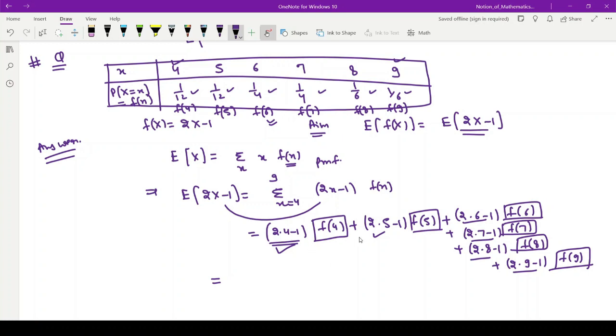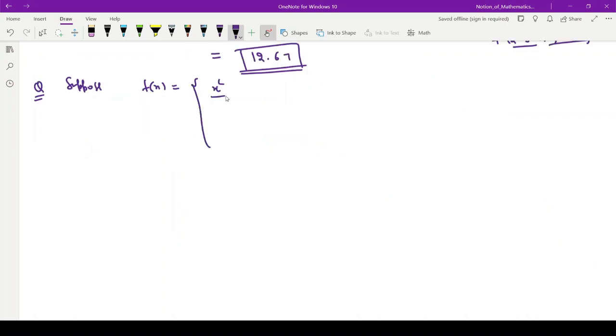Easily we can determine this required term, like x squared by 3 between the limits minus 1 to 2, and it is 0 elsewhere.